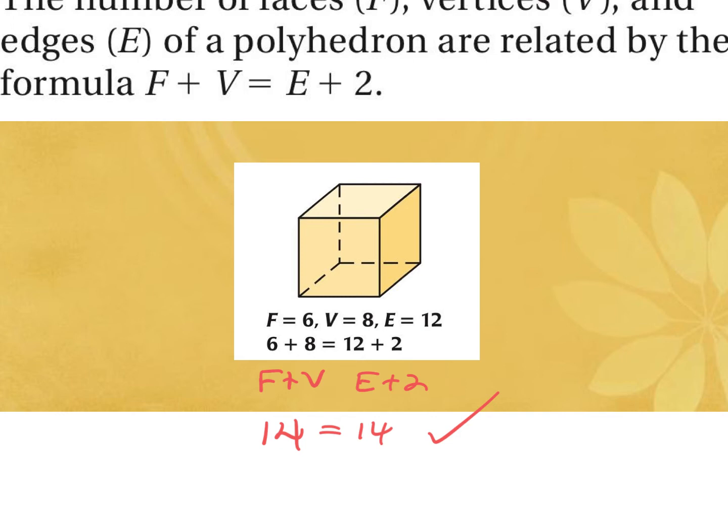I am not going to test you on Euler's theorem. It's totally optional if you want to use it. Now let's just go ahead and go through some examples and determine if something is a polyhedron. If it is, we're going to count edges, faces, and vertices.